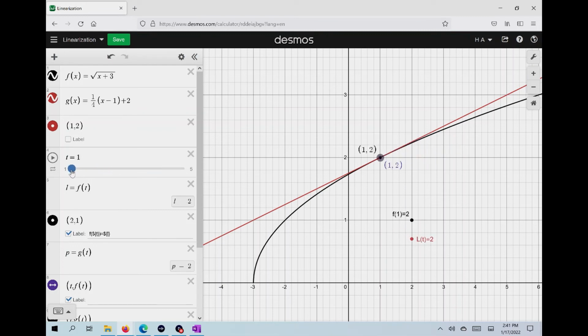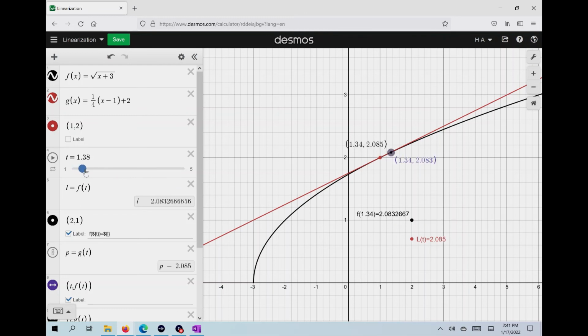So when I'm plugging in values close to 1, let's say here at 1.15, here are my two values for my two functions. My square root function is about 2.037. My line is 2.037, right? They're pretty close to each other. So you can approximate your functions really well when you have values of x that are close to 1.